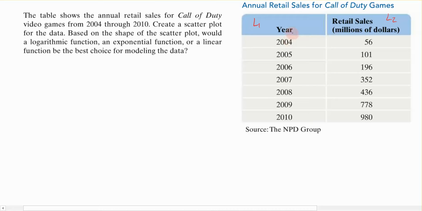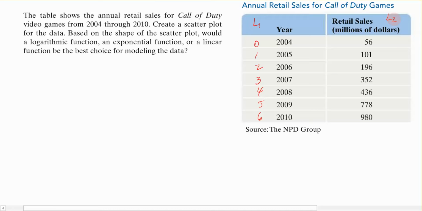So the retail sales depends on the year, so we're going to let L2 be the sales and L1 be the year. Now I don't want to put 2004, 5, 6, and 7 and so forth into my calculator, so instead I'm going to let 2004 be represented by 0, and 1, 2, 3, 4, 5, 6. So these are the numbers that correspond with 2004 through 2010. And that's what I'm going to put into my calculator for L1. And then these values over here, 56 through 980, those are the values that I'm going to put into L2.